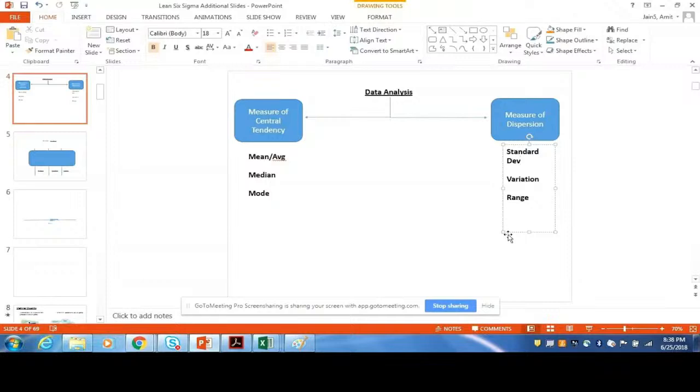So when you look at any kind of data, you cannot look at only measure of central tendency, or only measure of dispersion, because you wouldn't know whether it is right or not. You would always have to look at it in combination. Mean plus standard deviation or median plus standard deviation, right?